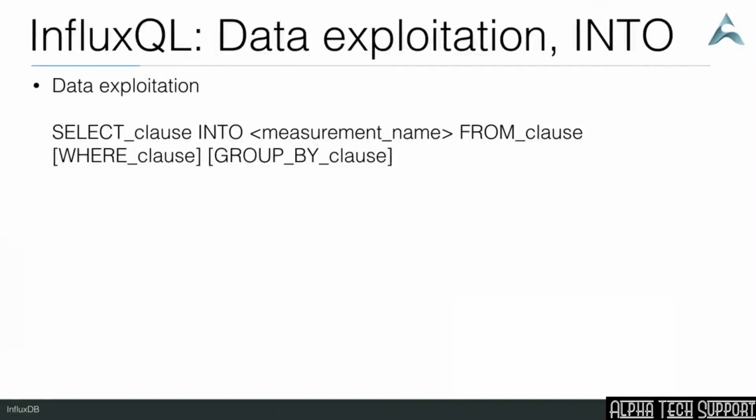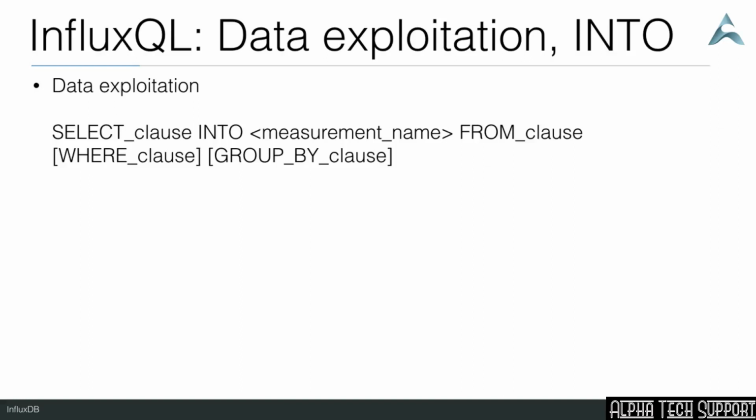So let's talk about the into. The into clause writes query results to a user-specified measurement. The into clause supports several formats for specifying a measurement. Into writes data to the specified measurement. If you're using the CLI, InfluxDB writes the data to the measurement in the use database and the default retention policy. If you're using the HTTP API, InfluxDB writes the data to the measurement in the database specified in the DB query string parameter and the default retention policy.